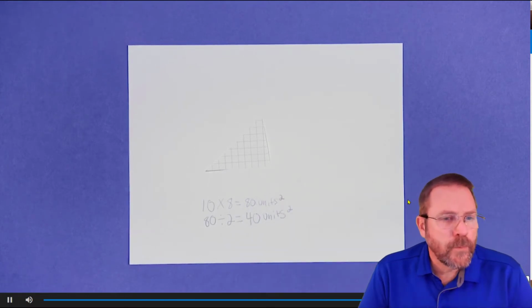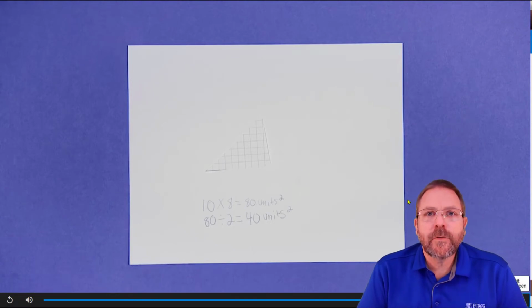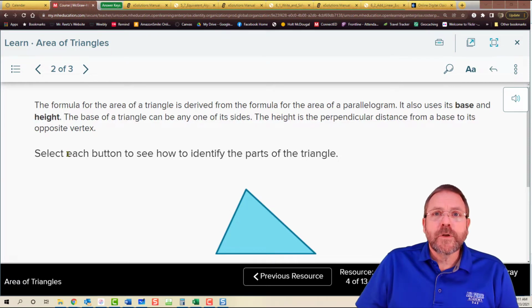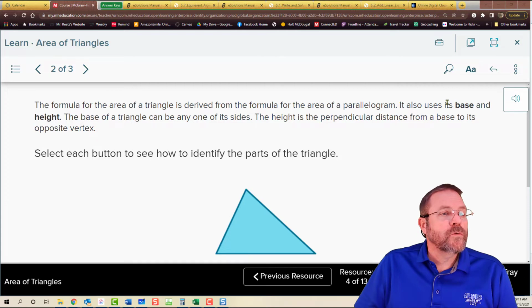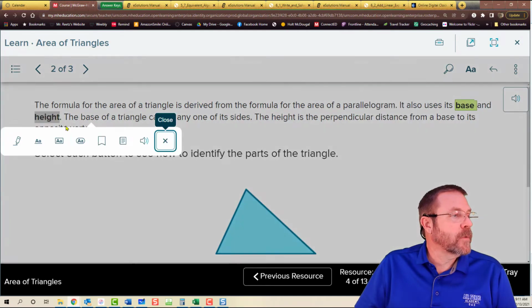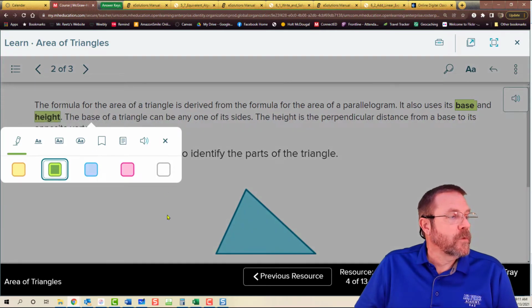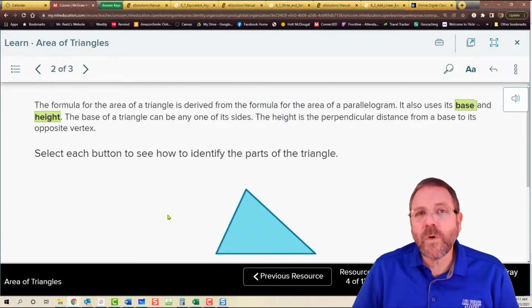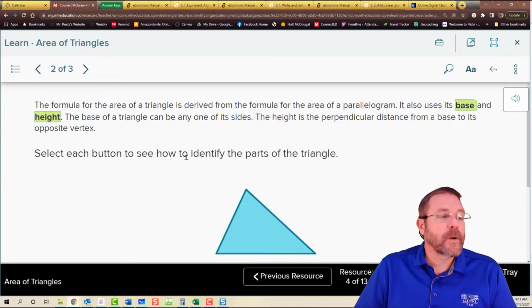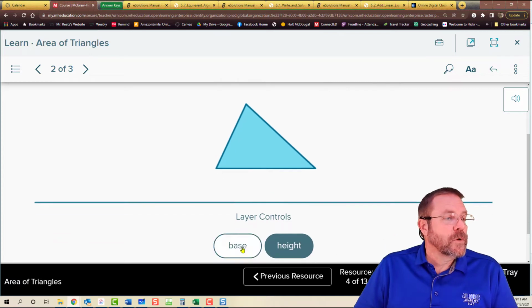Now the point of all that was to show you that the area of a triangle is going to be 1/2 the area of the parallelogram, or 1/2 the parallelogram's formula. The formula for the area of a triangle is derived from the formula for the area of a parallelogram. It uses the base and the height of the triangle. Now once again, these are vocabulary terms, and on your vocab quiz you're going to find that those vocab terms are a little bit different than the vocab terms for the height and the base of a parallelogram. So you need to make sure you understand those.